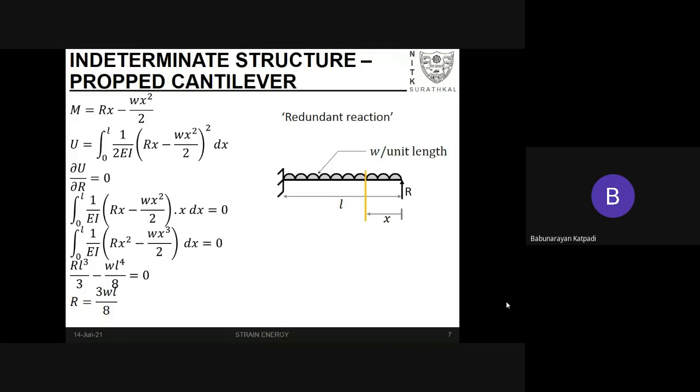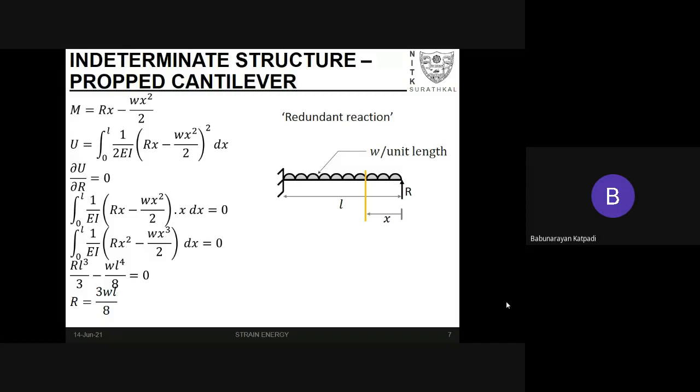And on integrating and simplifying, first you take x inside: it will be (Rx squared minus Wx cubed by 2) dx. Rx squared when integrated will be Rx cubed by 3. Wx cubed by 2 integrated will be Wx to the power of 4 by 8. And you put the limits, you will get RL cube by 3 is equal to WL to the power of 4 by 8, or the redundant reaction R is 3WL by 8.